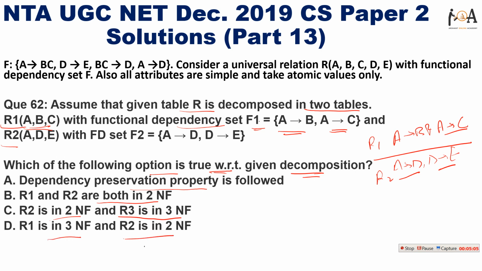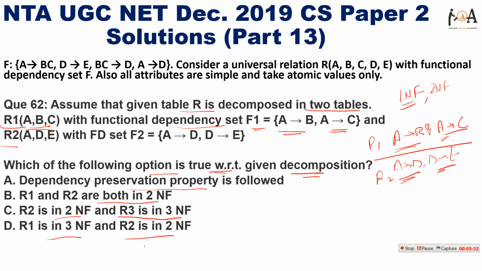So basically R1 and R2 are both in 1NF because all are single valued attributes. Then we need to check 2NF. R1 is in 2NF because no partial dependency is here, and R2 is also in 2NF because no partial dependency is here, because for a partial dependency any non-prime attribute should be part of a proper subset of a candidate key.